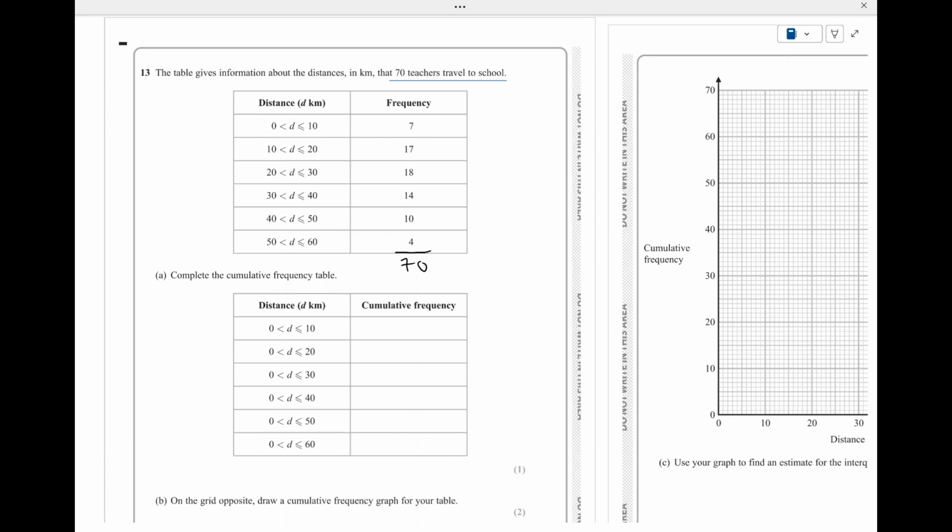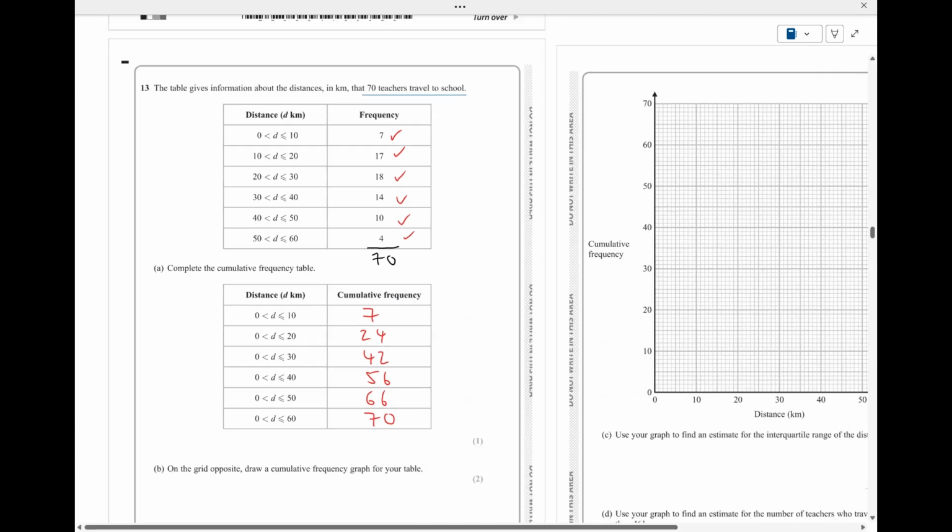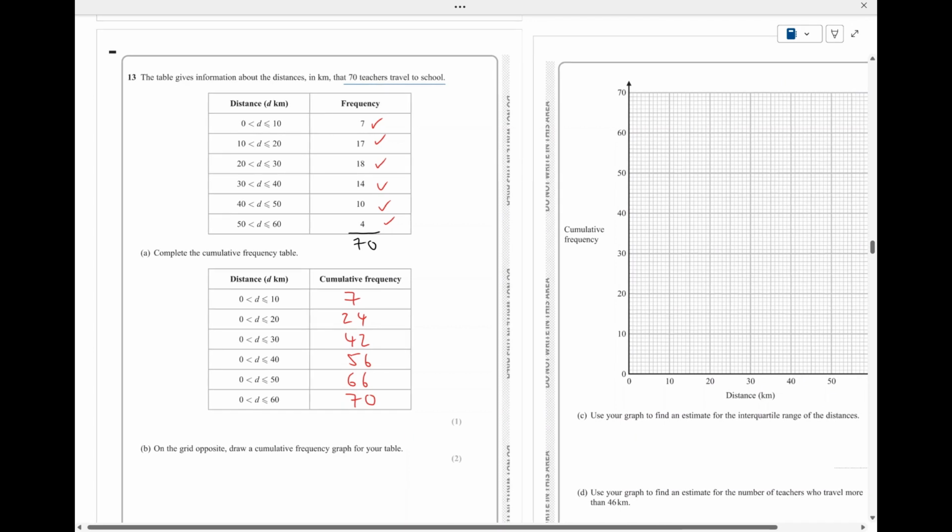So we know already that 7 travel between 0 and 10. So how many travel between 0 and 20? Well, this 7 and also that's 17. So that's 24. Add another 18 now. So 42 travel between 0 and 30. Add another 14, 56 in total travel between 0 and 40. Add another 10, 66. And add another 4, so that's all 70 teachers accounted for. All 70 teachers travel between 0 and 60 kilometres.